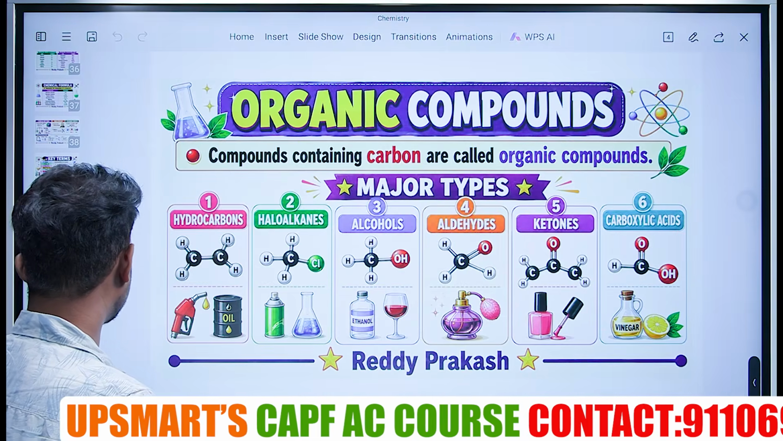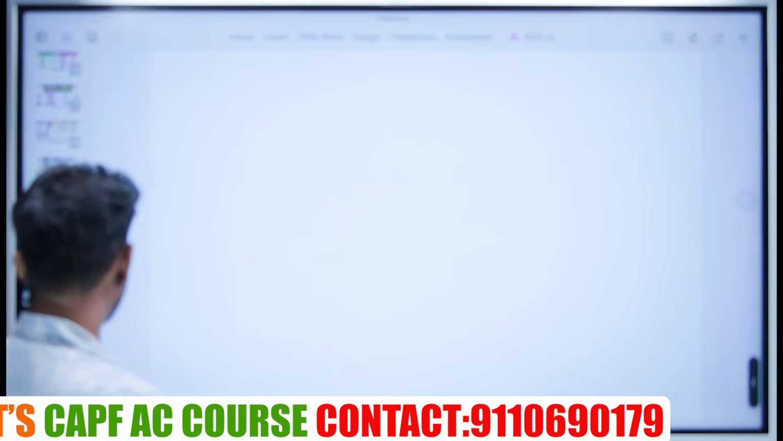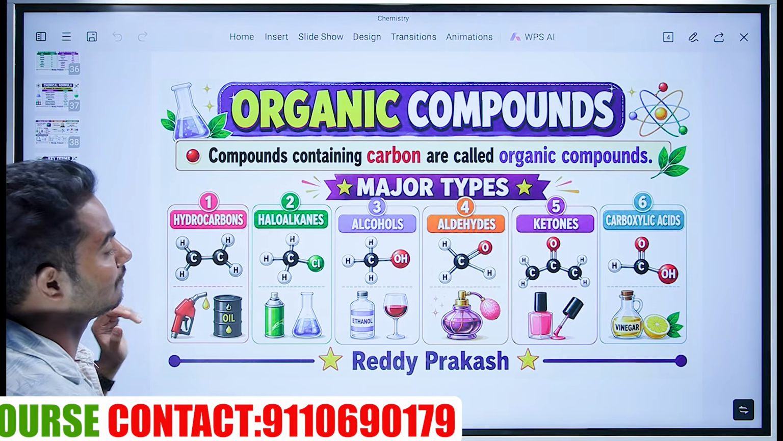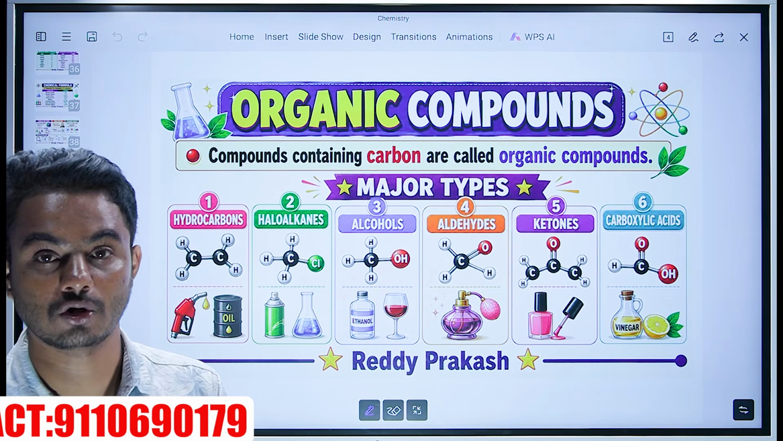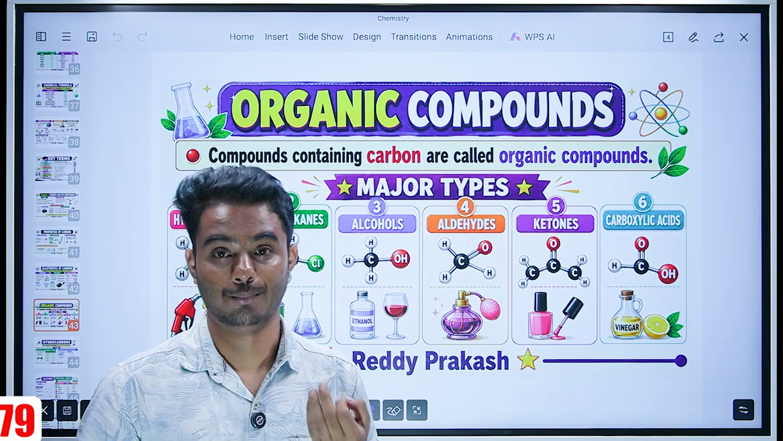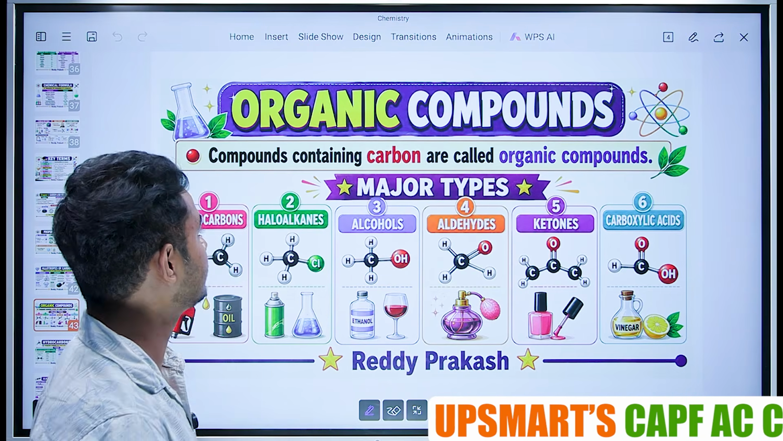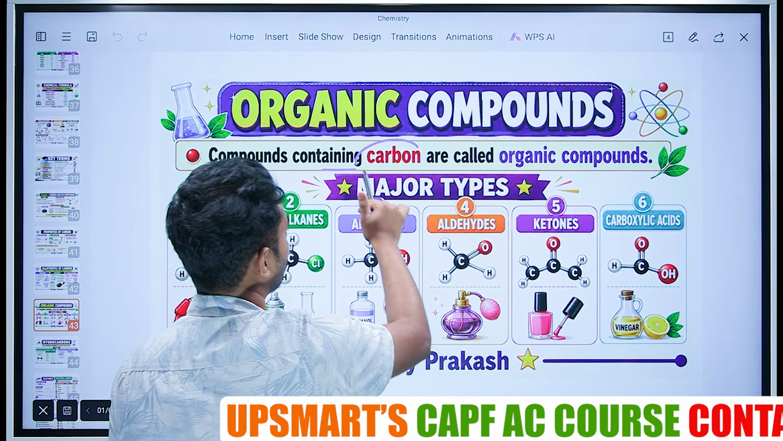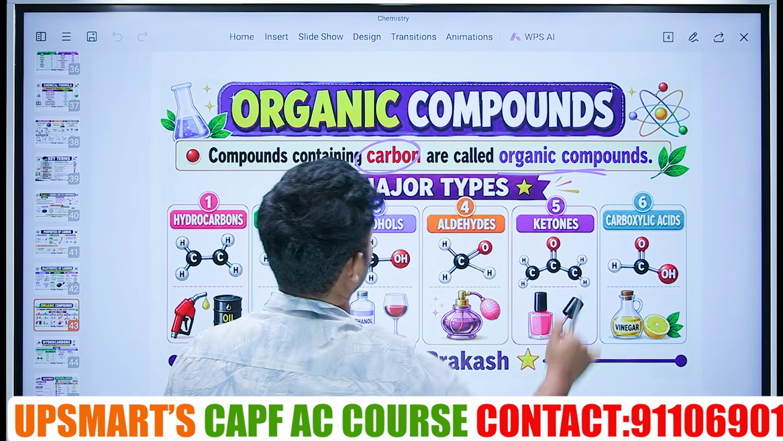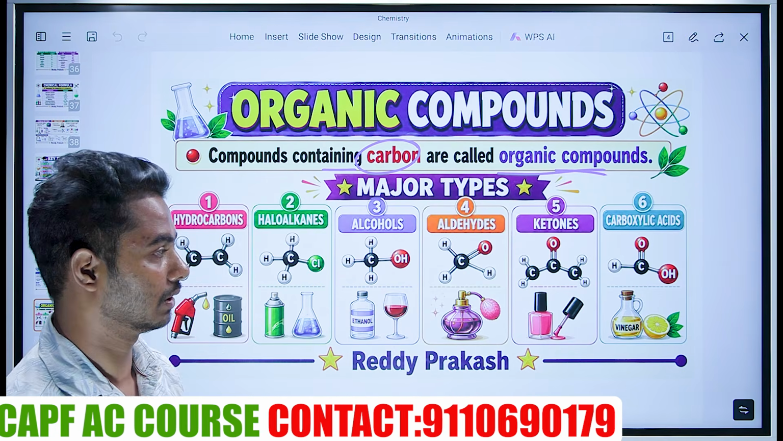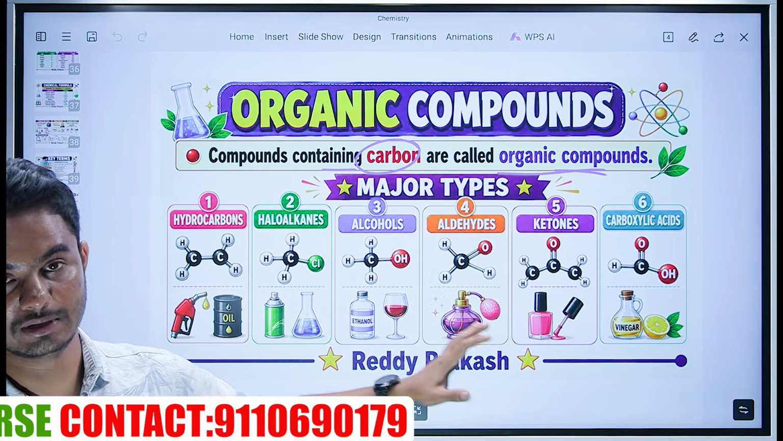Next are organic compounds. I told you what organic compounds are. Organic compounds are those compounds which have carbon within them. Fine. That we have clarity, right? That is a very easy concept. Compounds containing carbon are called organic compounds. What are the major types of organic compounds? We'll discuss each of them in detail.